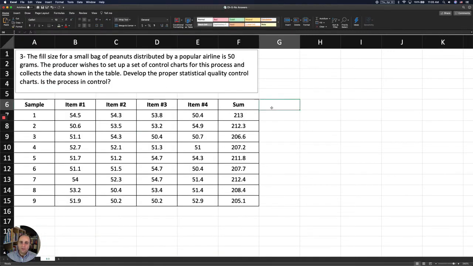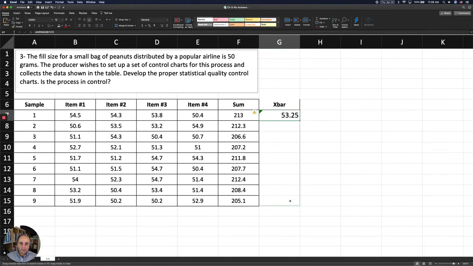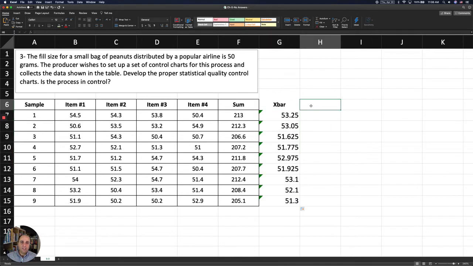So first thing that I need to do, as I mentioned, is to calculate the X bar, or the mean, for each of these days that I did sampling. So for day one, it is going to be the average of my four observations: item one, item two, item three, and item four. So it's basically going to be average of B7 to E7. And I copy this and use the same formula for all these 9 days to get the X bar for all these 9 samples.